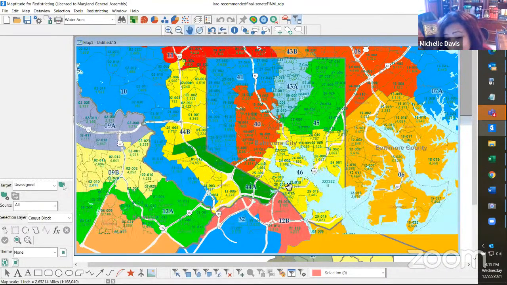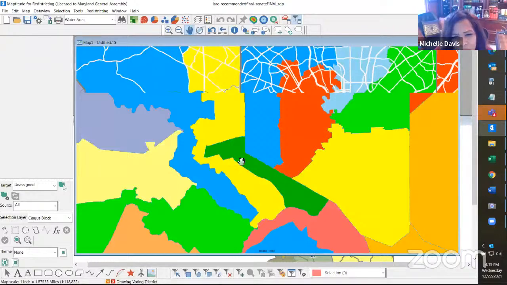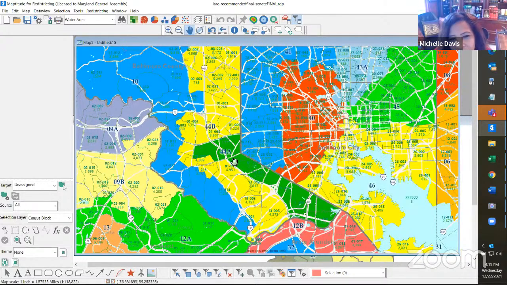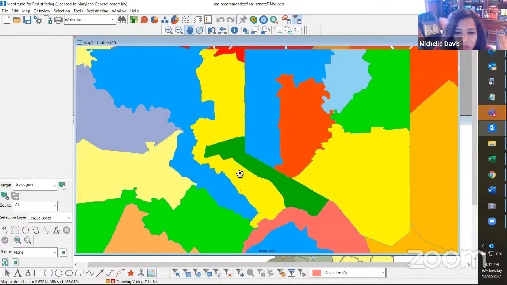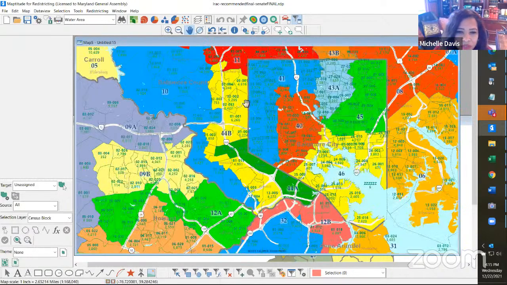44A is down here in a dark green, and 44B is this yellow part. And just in general, I think this 44A part, if I'm not mistaken, is sort of the Catonsville area, Yale Heights, that sort of area. And then, of course, 44B goes along the western border of the city, but it's all located in Baltimore County.